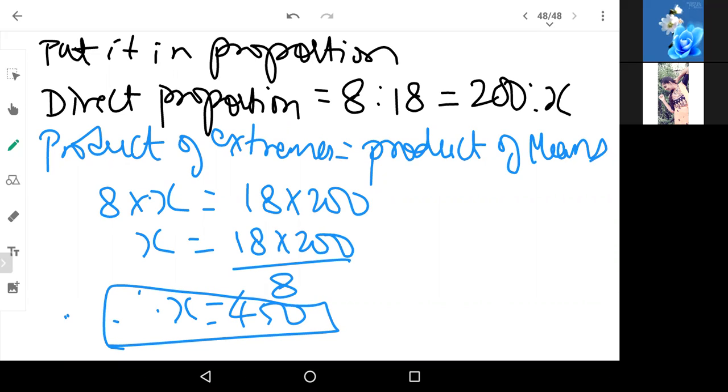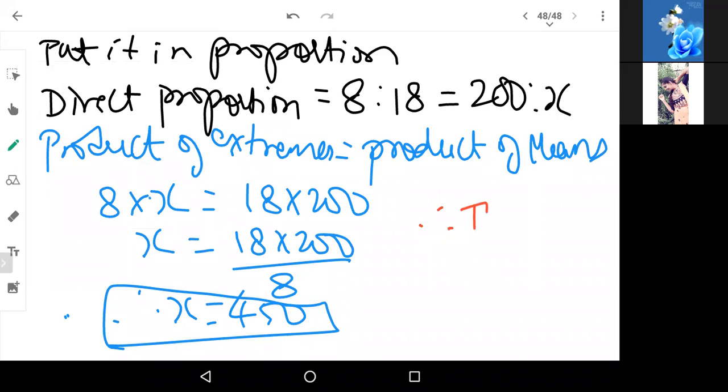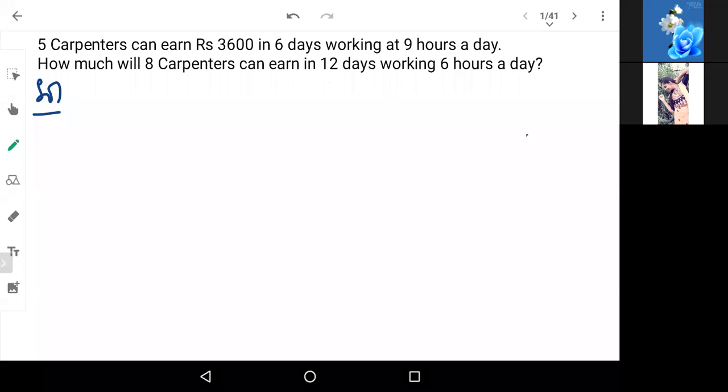Did others get X is equal to 450? Very good. Now in every problem, don't forget to write the conclusion. So therefore the cost of 18 pens is rupees 450. Very good. Everybody understood? Any doubts until here? Good. Everybody understood. Now let's go to the next question.